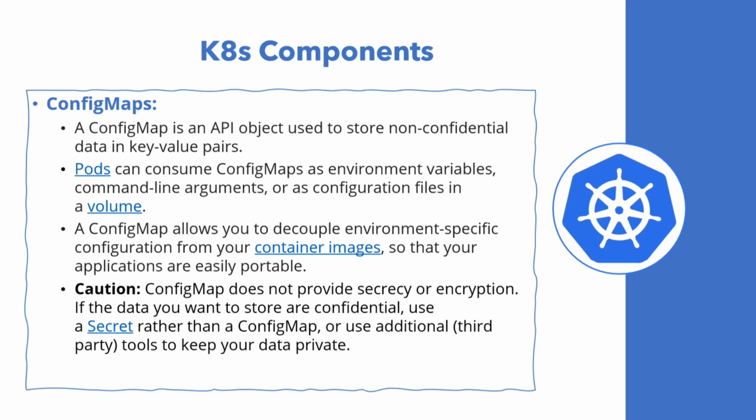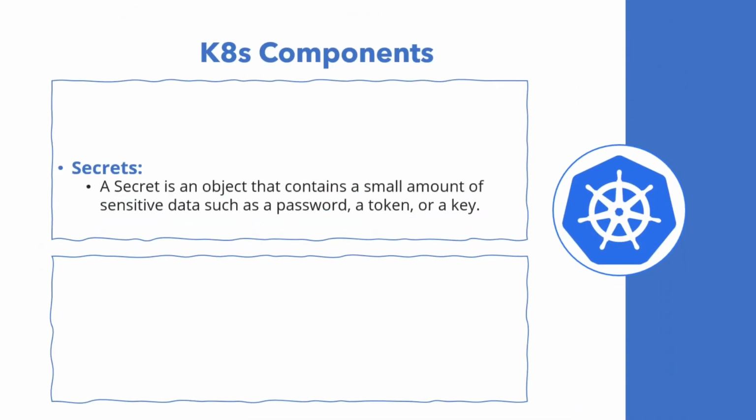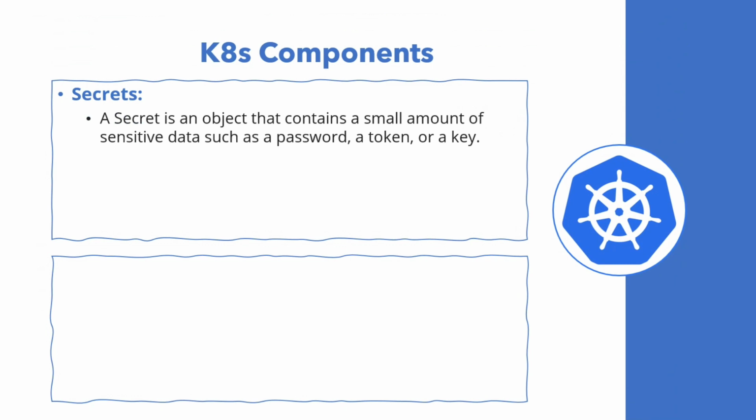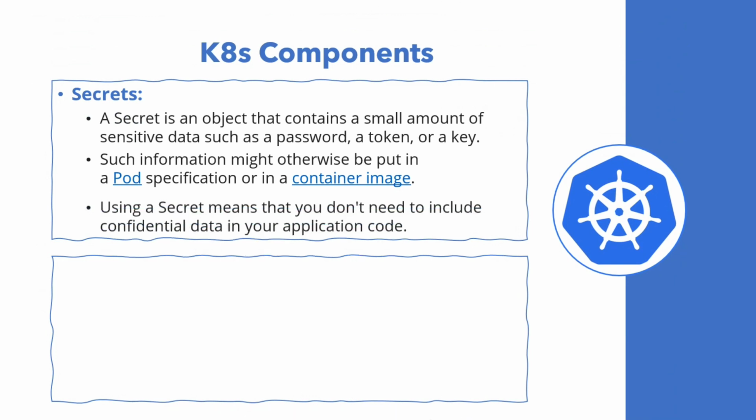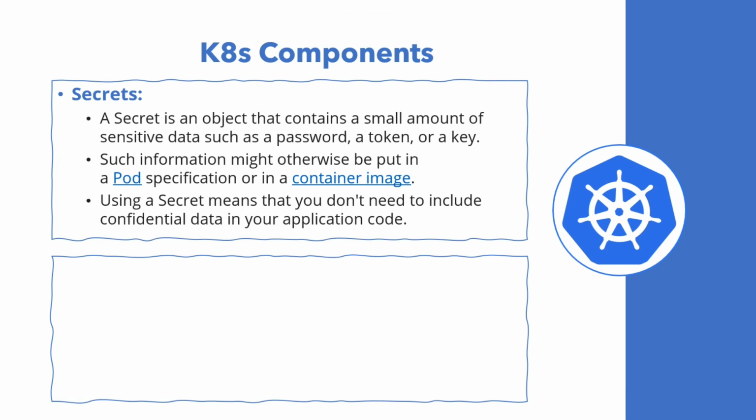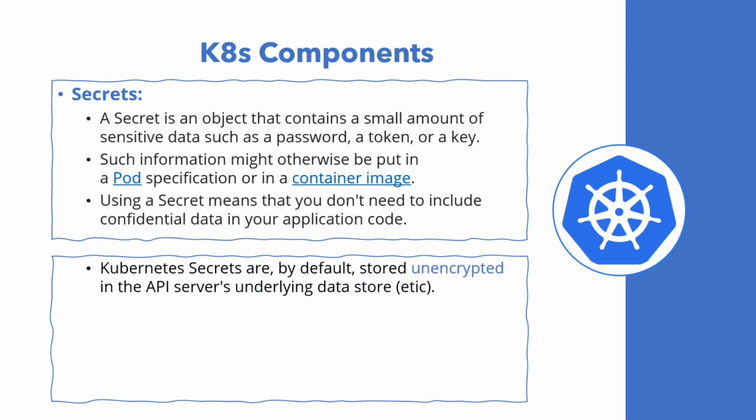Now let's talk about the secret, which is an object that contains a small amount of sensitive data, such as a password, a token, or a key. Such information might otherwise be put in a pod specification or in a container image. Using a secret means that you do not need to include confidential data in your application code. Kubernetes secrets are by default stored unencrypted in the API server's underlying data store.